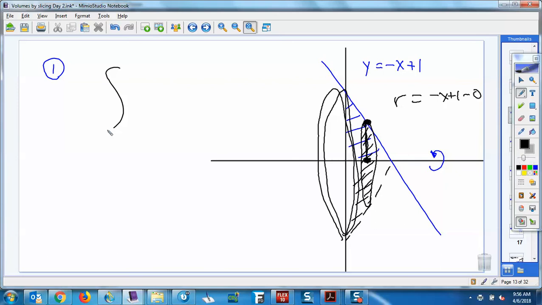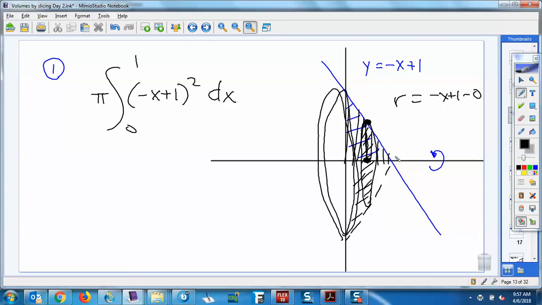And so now we do our integral, and it's going to be pi times our radius squared times our thickness, and then the slices go from what to what? What was it? 0 to 1. And what did you get for an answer on that one? Pi thirds? Pi thirds when you type that in. Pi thirds would be that.